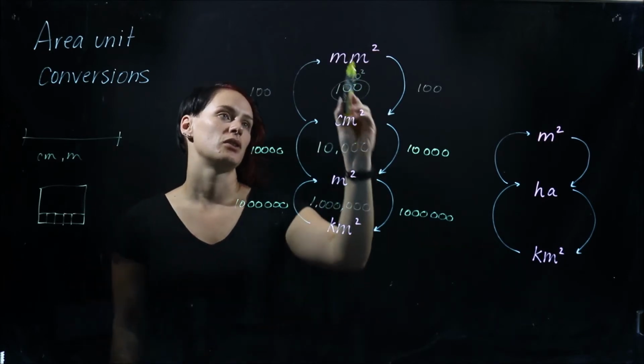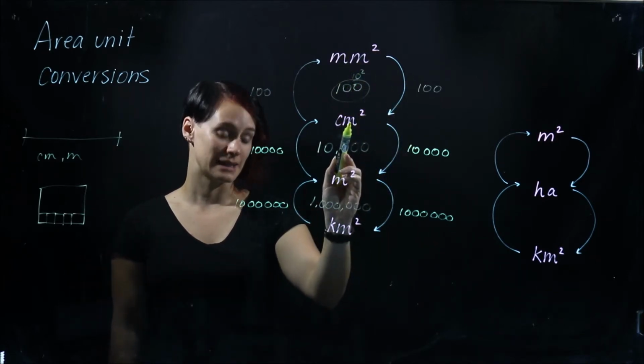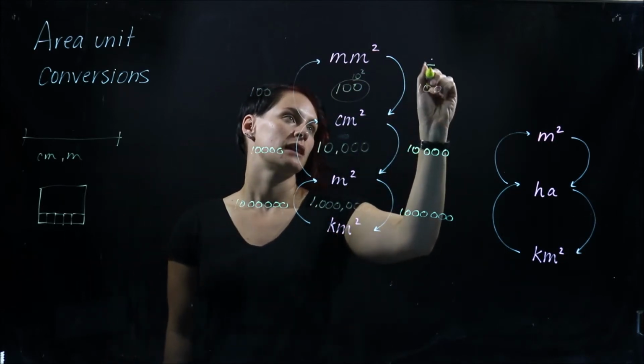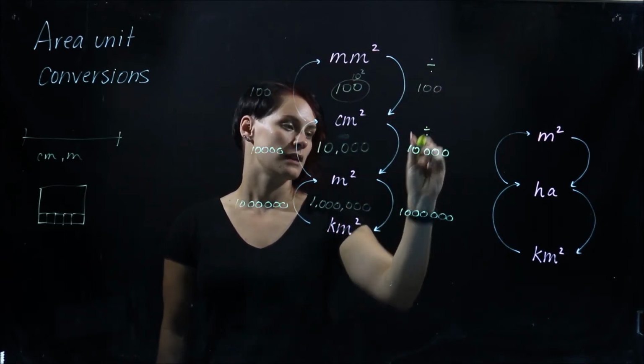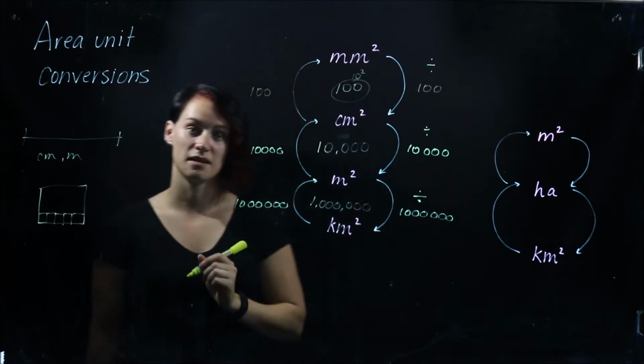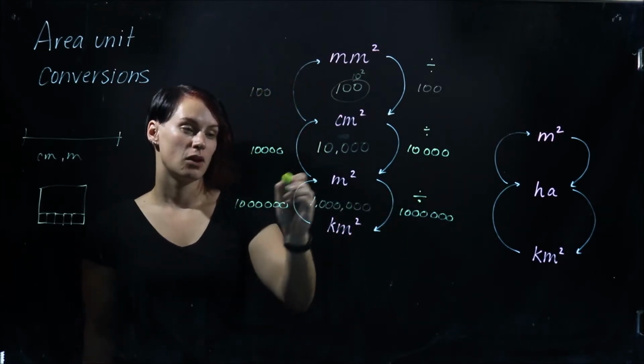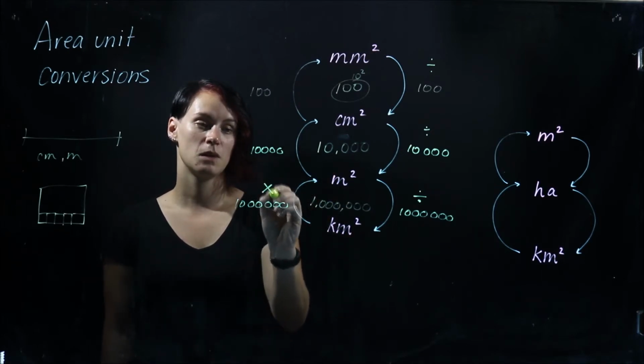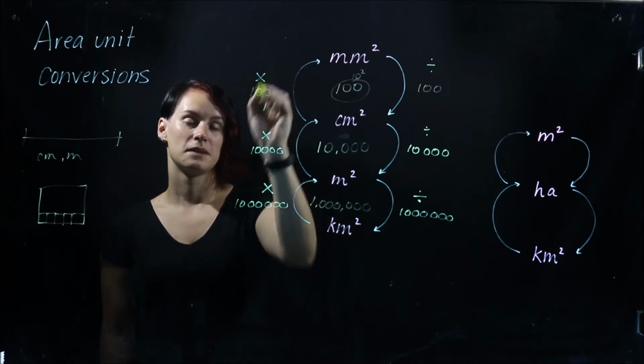If we are going from a unit that is small to a unit that is big, so on this side of the graph, that is when we are using our divide sign. And all of these will be that divide sign. If we go the other way and we go from a bigger unit of measurement to a smaller unit of measurement, that is when we are using our times sign.